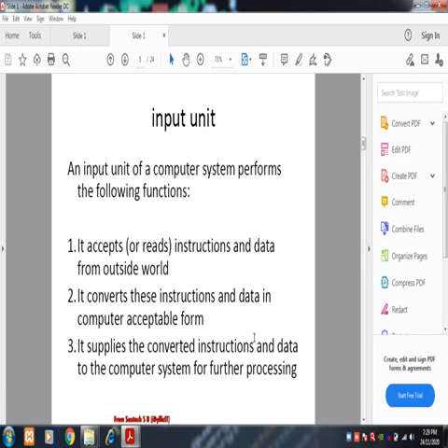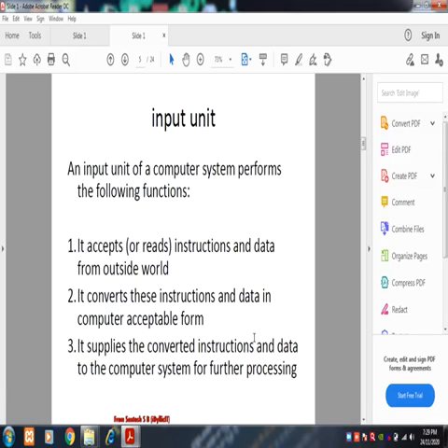It converts these instructions and data into a computer acceptable form. Obviously, a computer can understand only the binary number system, binary operations, binary language. Whatever instructions and data we give, it converts into the computer acceptable form, which is binary language.